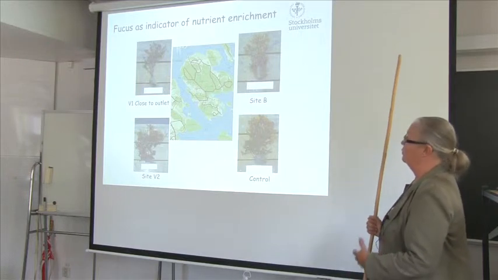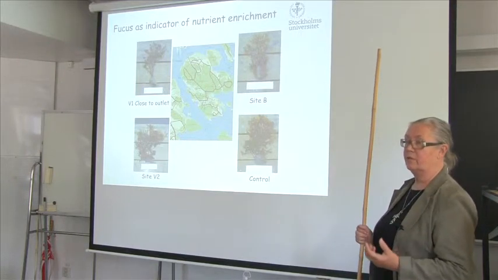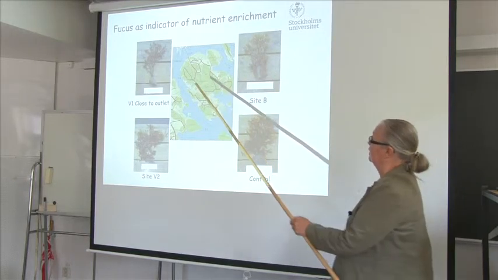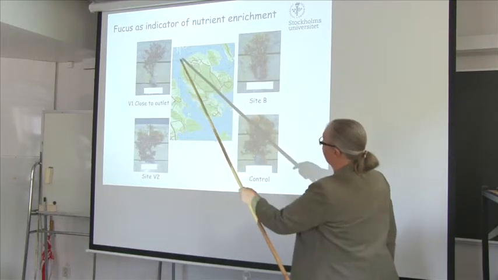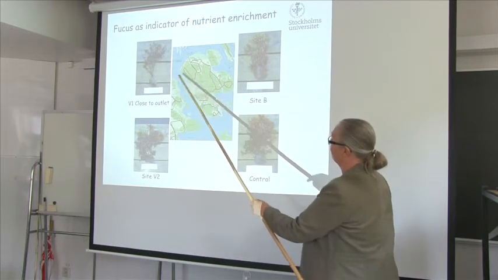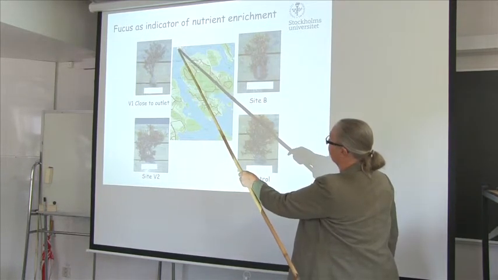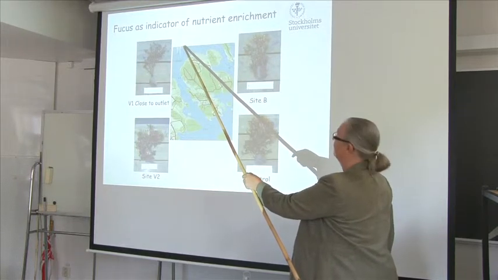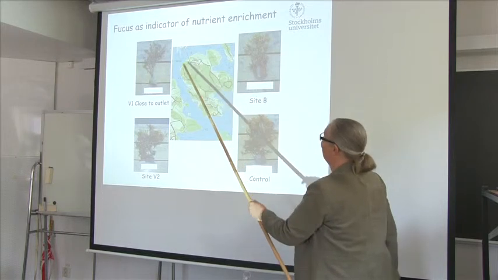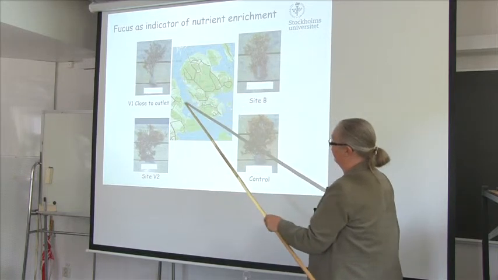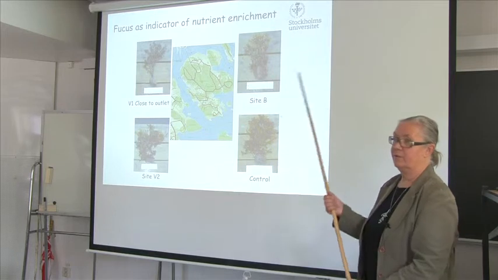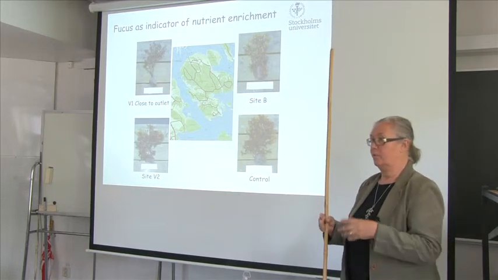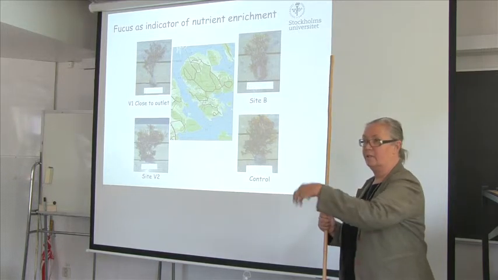So we can also use Fucus for transplantation in another way. We transplanted a lot of Fucus to different sites. This map is not so good. Viet is close to the, here is Trusa. This is, as I understood, the place where you would take the boat. And then you pass the outlet, and then it gets further out all the way to Aske. So we took plants from the Aske area on similar stone size, and then we transplanted them into this gradient.